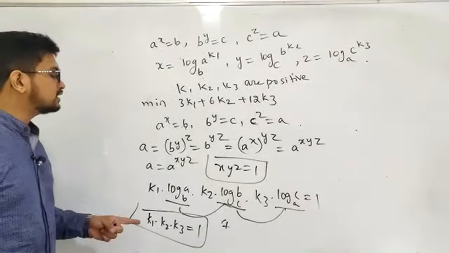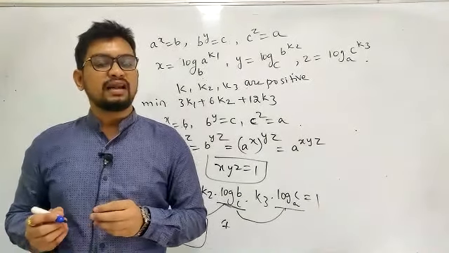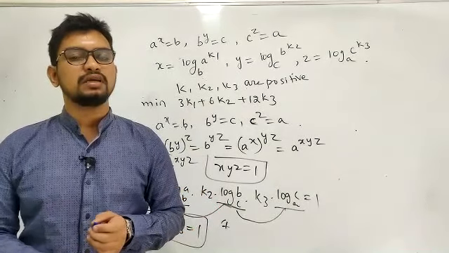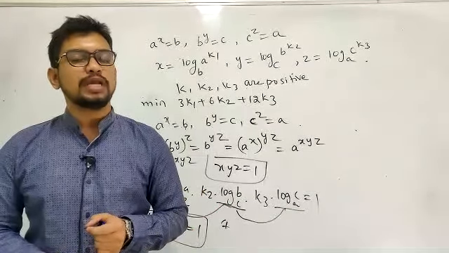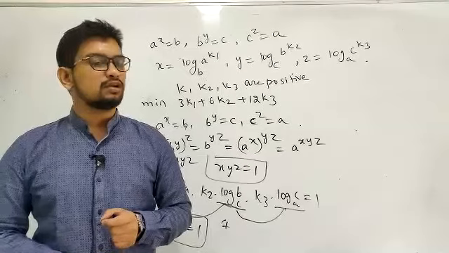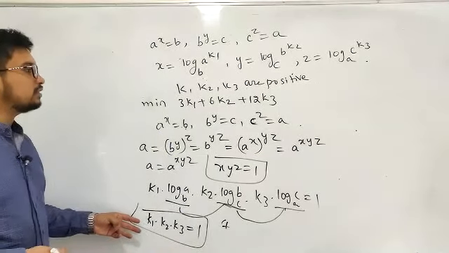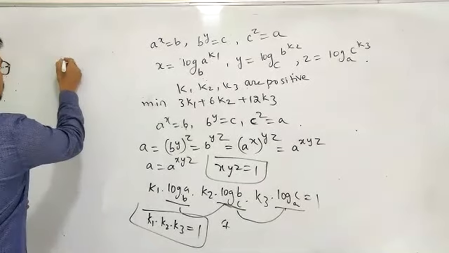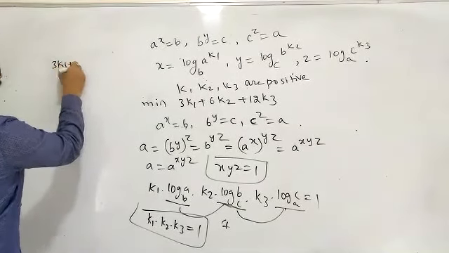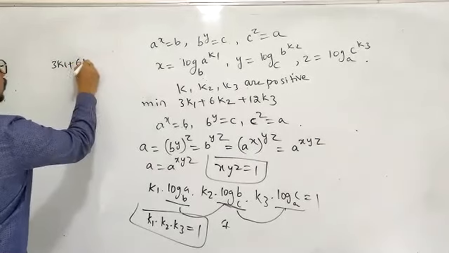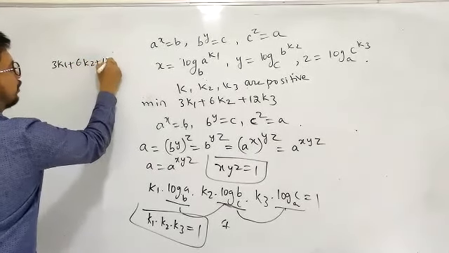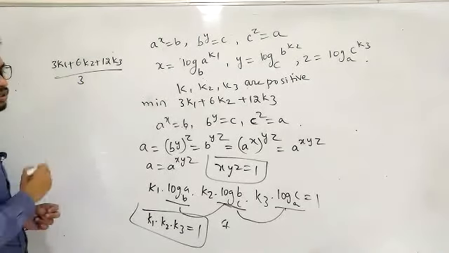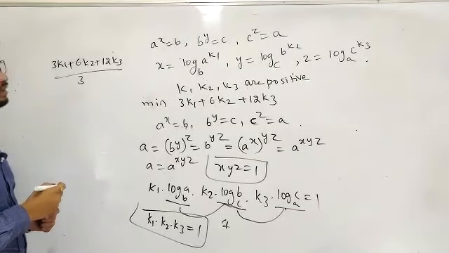Now finally, what they said, k1, k2, k3 are integers? They are not mentioning that. They are positive real numbers. As k1, k2, k3 are positive real numbers, what I'll be taking is something like this: 3k1 is also a positive value, plus 6k2 plus 12k3, 3k1 plus 6k2 plus 12k3 by 3.